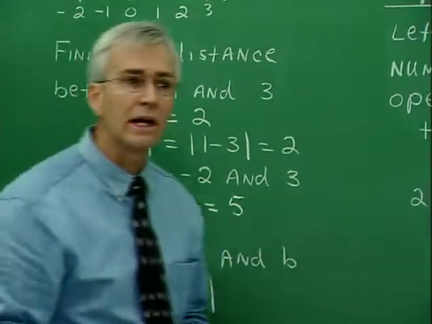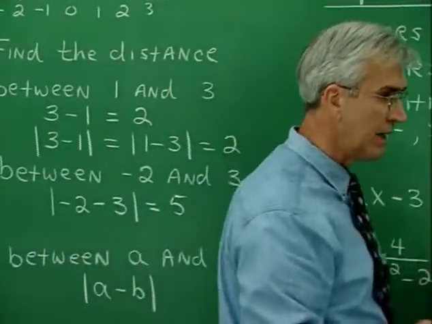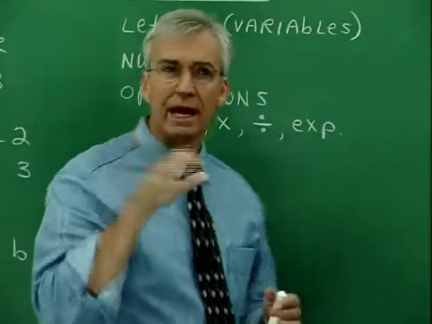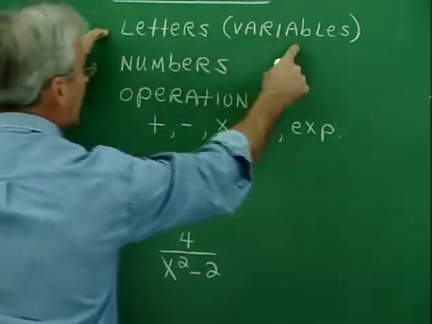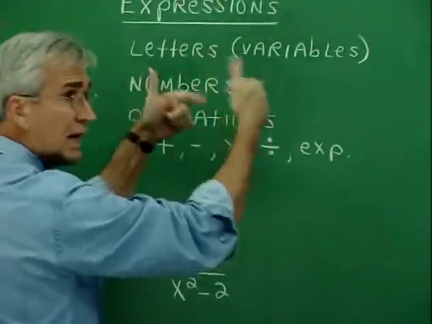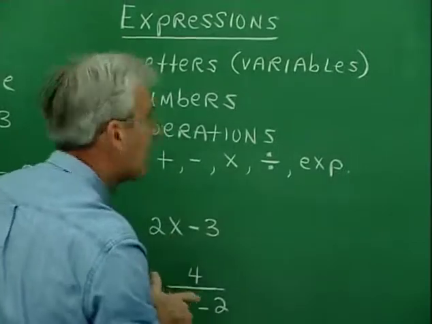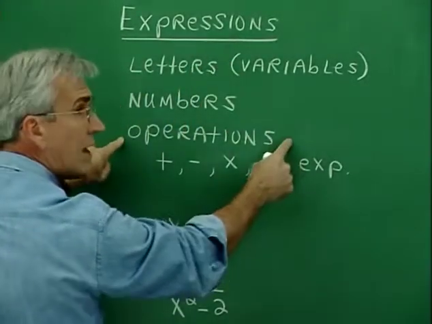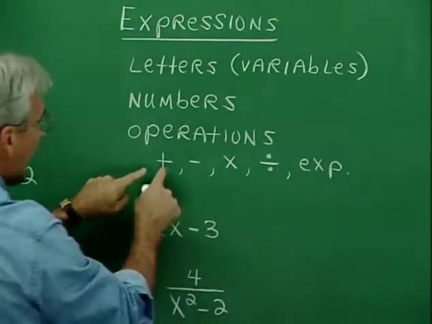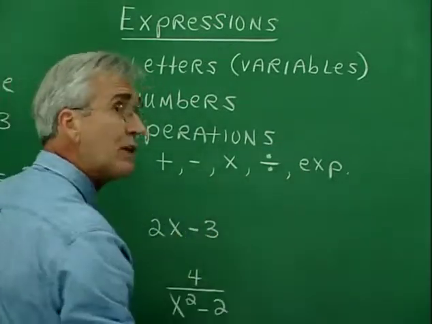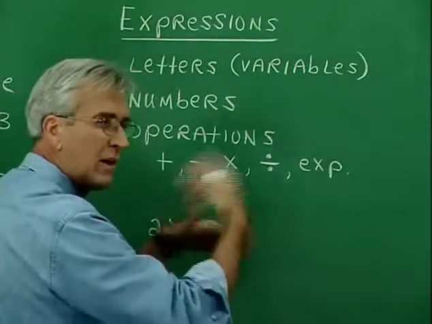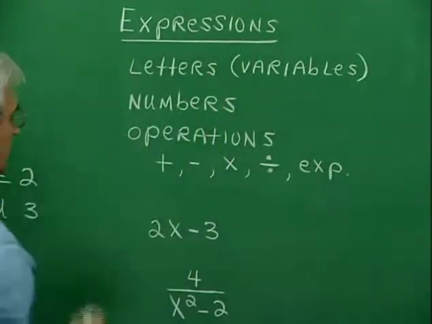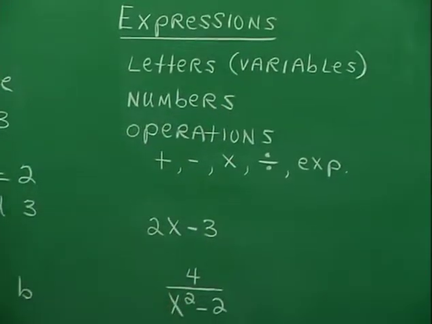One of the most important building blocks in mathematics is the idea of expression. An expression is a combination of letters, which are called variables because the value for a letter changes from problem to problem, hence the idea of variable. All right, so expressions are composed of letters, numbers, and operations. And the operations are adding, subtracting, multiplying, dividing, exponentiation, absolute value, and there are others that we'll introduce later. But the combination of these gives us expressions, and here are a couple of examples of expressions.